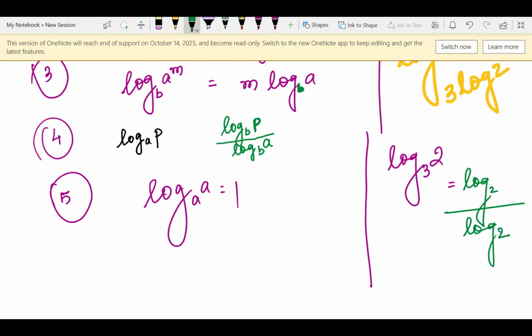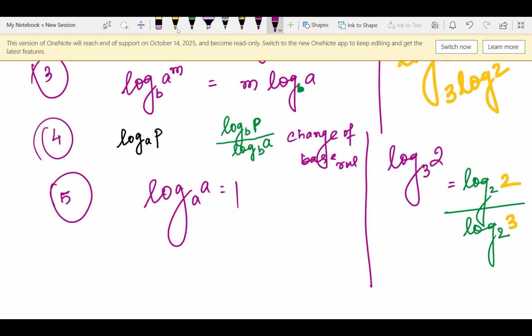Just make the base as 2 and then write whatever was there along with the log over here in the numerator, and whatever was the base previously, write that along with the log in the denominator. Making sense? So yes, we can change the base, and this rule is actually called the change of base rule.